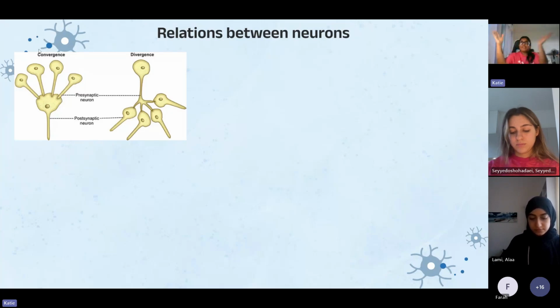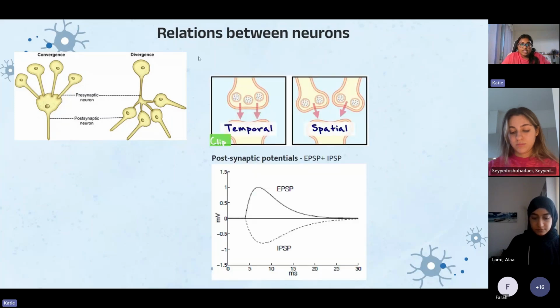Convergence is many neurons to one neuron, and divergence is the opposite, where one neuron has many axons that are able to give stimuli to many postsynaptic neurons. So convergence was from many to one, while divergence was from one to many. It's just the stimuli passing on.